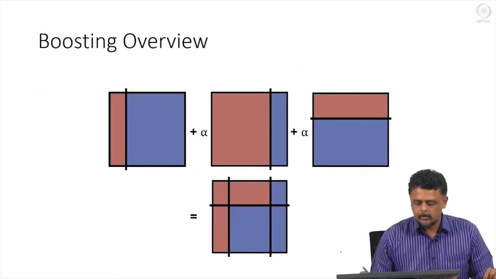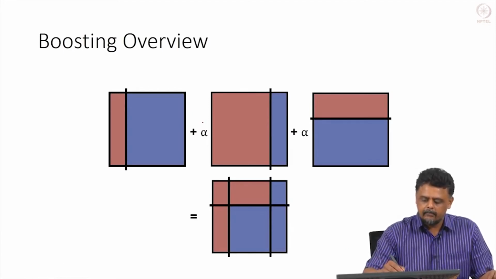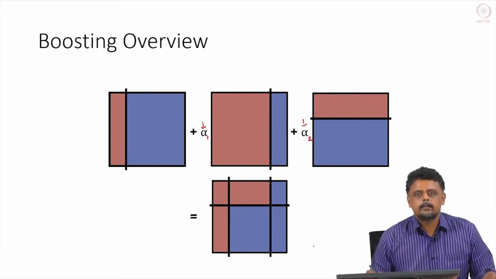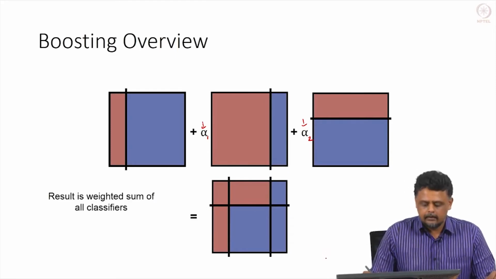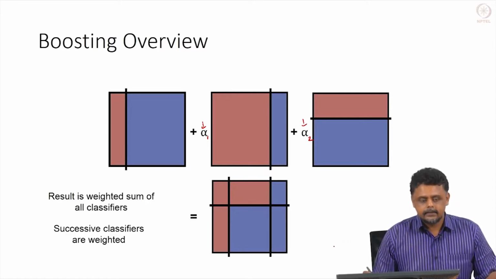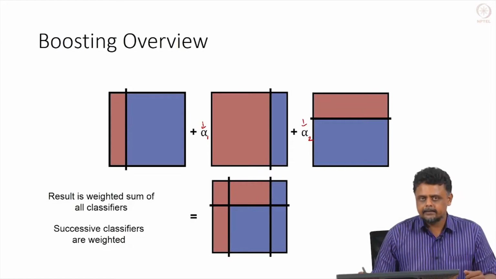Okay. In order to improve this, since they are prone to overfit, you typically have a weighting factor, alpha, that I will call it. This will be different for each one of them. So, we will call this alpha 1, alpha 2, and so on to get you a final decision boundary. Okay. So, the result of boosting is a weighted sum of all classifiers, and successive classifiers are weighted according to some scheme which we will see in the later slides.